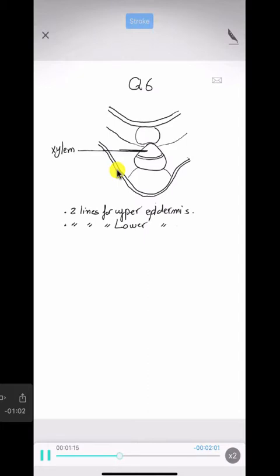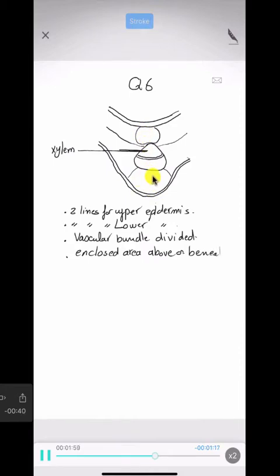After that, this is 2 marks. You will take a mark for the drawing of the vascular bundle in its correct position, divided into 2 or 3 zones. This is very important. Number 4, the enclosed areas which are present above or below or both of them. This is for collenchyma, this is for parenchyma mainly.